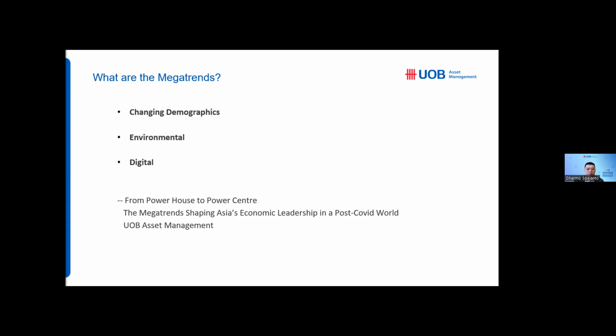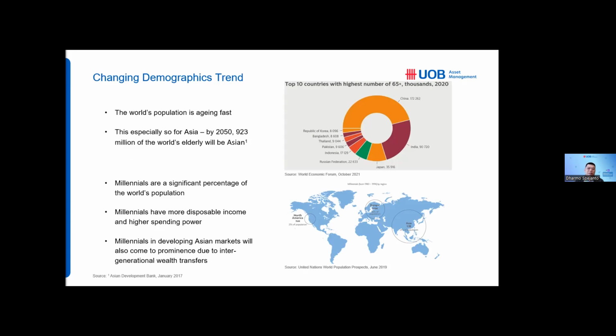If we look at these 3 megatrends that we've identified, we did a deep dive. As I mentioned, the world's population is aging fast, and for Asia, by 2050 we will have almost 1 billion elderly. That's a huge group. What does that mean? There is probably a demand for certain types of products and services. One thing we can think of is healthcare. Healthcare spending is going to grow significantly to cater to the aging population.